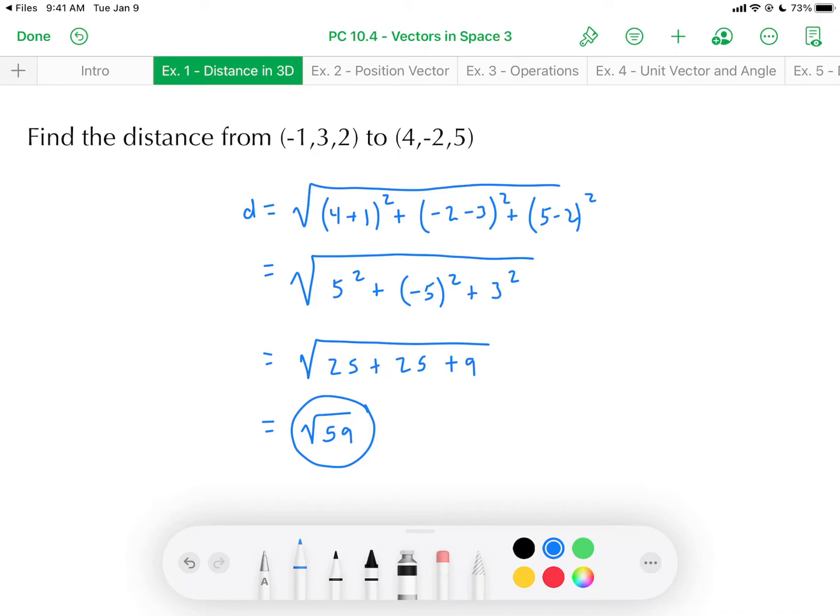Now 59 is prime, it doesn't have any perfect square factors, but as always, if you get a radical that can be simplified, make sure you're doing that. Any questions? Okay. Next, we'll look at how to find a position vector in coordinate space.